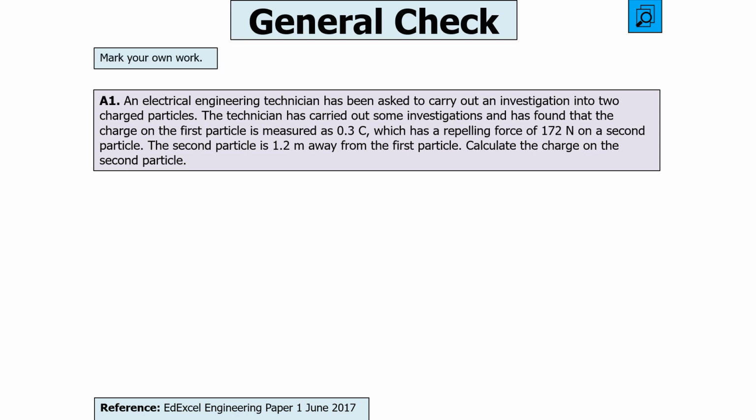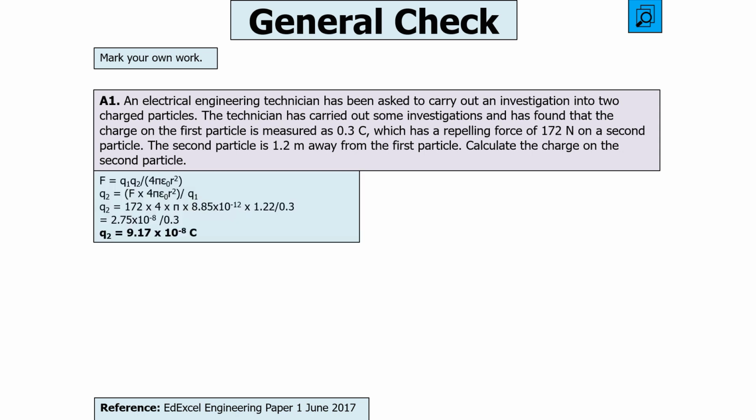Right, in this one again we're using Coulomb's law, so we're saying F equals Q1 Q2 over 4 pi epsilon 0 r squared. Now we're going to use that equation and rearrange it to work out Q2, the charge on the second particle. So you can say Q2 is equal to F times 4 pi epsilon 0 r squared over Q1. Pop in all the values, then work it through, and we get 9.17 times 10 to minus 8 coulombs.